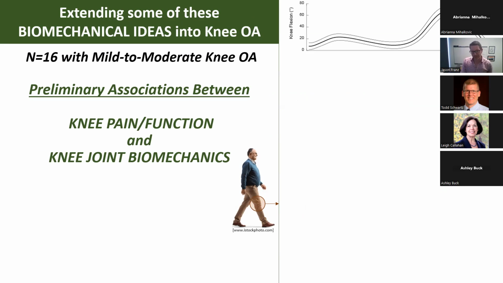There's nothing shown on the knee flexion plot over a stride because there were no associations here. And I'm less and less surprised by this. Motion alone doesn't trigger the onset or hasten the progression of knee osteoarthritis.